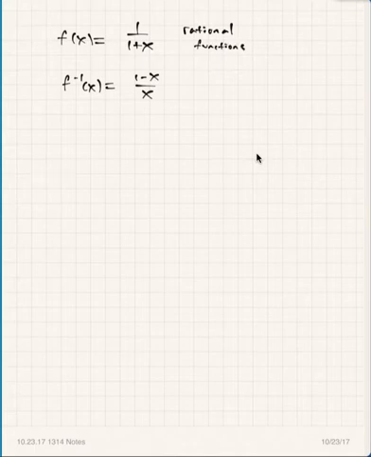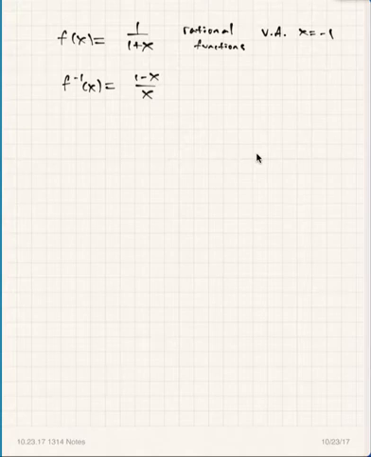And because they're rational functions, a lot of times they have vertical and horizontal asymptotes. Well, remember the vertical asymptote is where the denominator is 0. And so on the original function, 1 over 1 plus x, the denominator is 0 when x is -1. And so you get x equals -1 as a vertical asymptote.